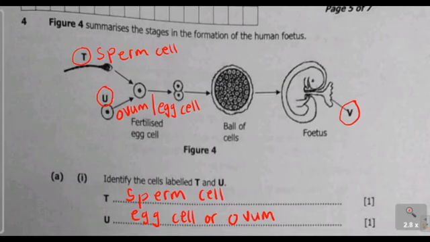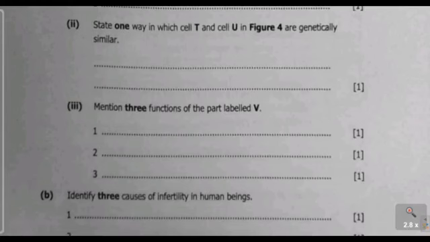Then after that, this fertilized egg will be pushed to the uterus, where it's going to divide repeatedly through the process called mitosis, and it's going to form a ball of what? Of cells. Okay, so this is the process that is being summarized right here. So let us now move on to our next question. Okay, so this is our question 2 right here.